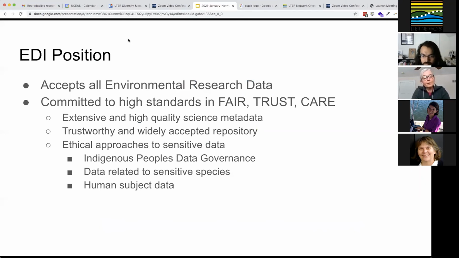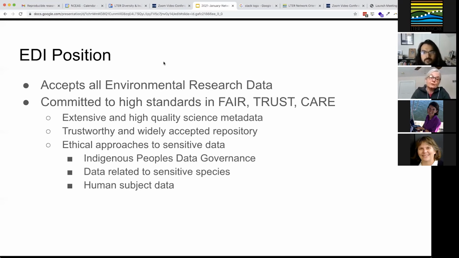A few words of where EDI stands in respect to important aspects of data archiving. As I mentioned earlier, we are expecting all environmental research data, so it is not limited to LTER. Anything else can go into EDI too. And EDI is committed to very high standards in FAIR, TRUST, and CARE. And I'm not going to go into what each one of these letters stand for. How we achieve these things is through extensive and high quality science metadata. So that makes the data findable and then interoperable and reusable.